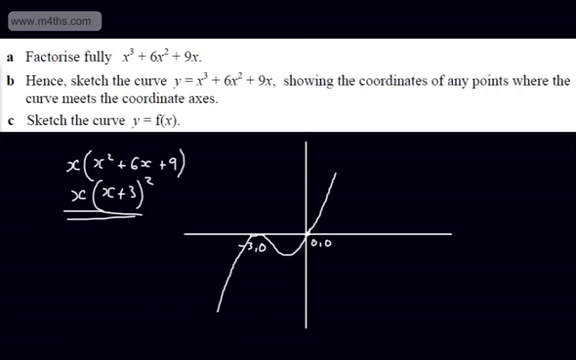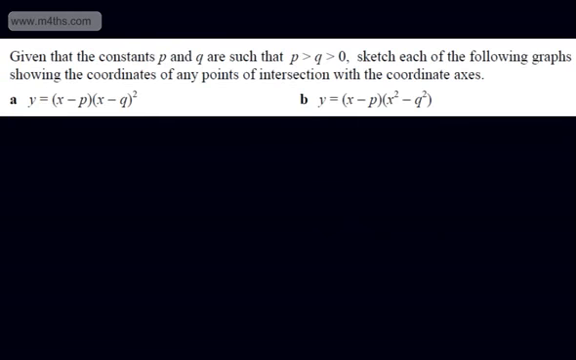And in part C, it's asking me to do exactly the same. Sketch a curve. I'm assuming this is the f of x, but we'd have exactly the same. So let's just call this the f of x, and we'll say that the f of x is x cubed plus 6x squared plus 9x. Okay, let's move on. Given that the constants p and q are such that p is greater than q, which in turn is greater than 0, sketch each of the following graphs showing the coordinates of any points of intersection with the coordinate axis. So let's see what we've got here.